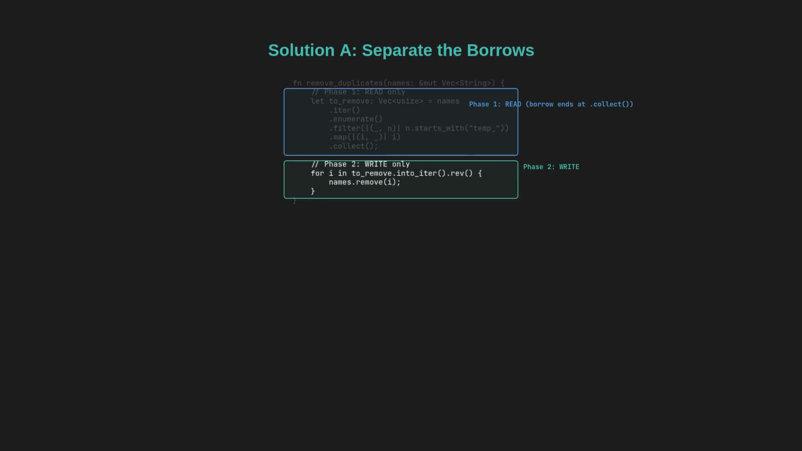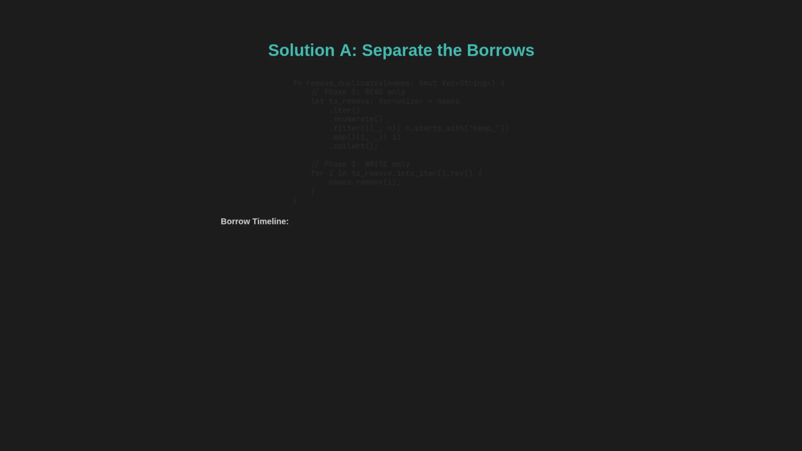Phase two: we write. We iterate over our saved indices in reverse and remove each one. This is a fresh mutable borrow, no conflict. Look at the timeline now. The read phase ends completely before the write phase begins. No overlap. The borrow checker is happy, it compiles.